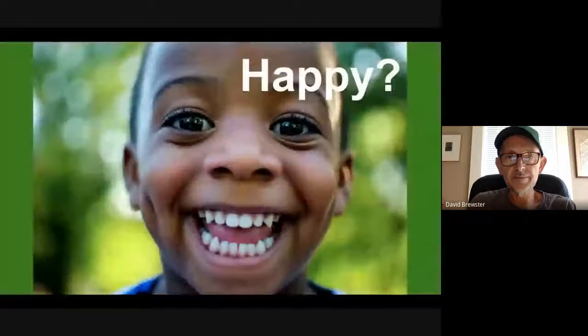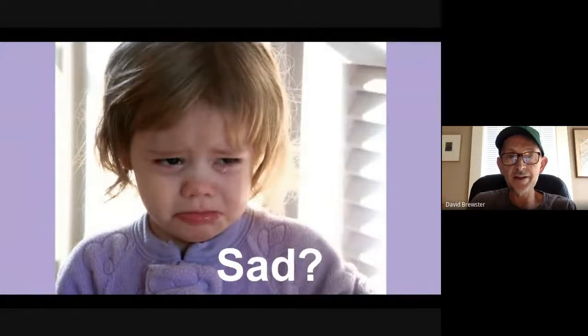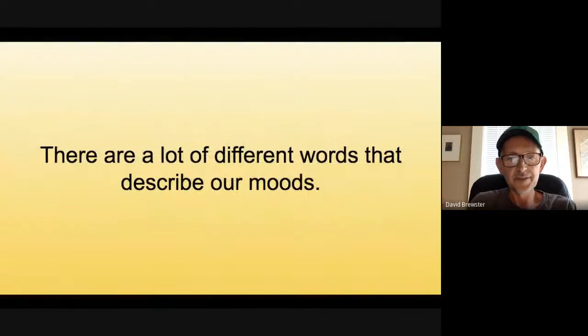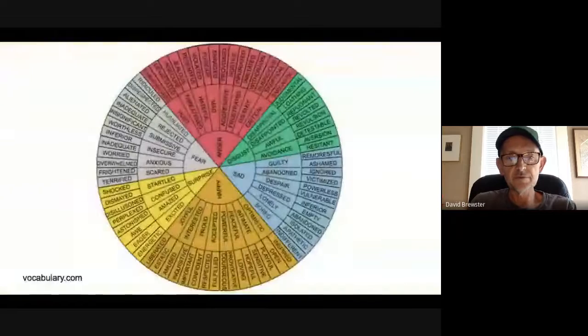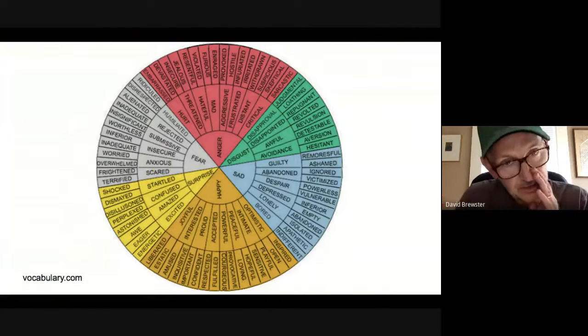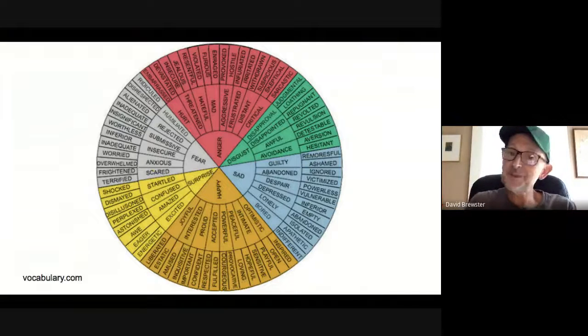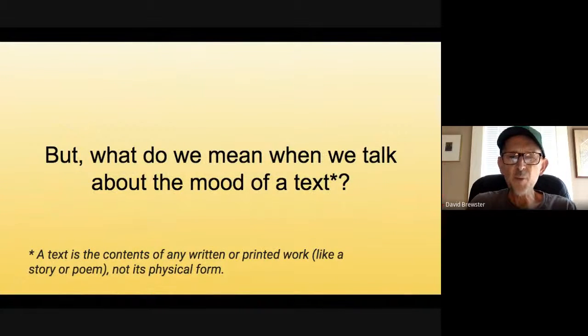What kind of mood are you in today? Are you happy? Are you sad? Are you grumpy? There are a lot of different words that describe our moods. You can see here in this graphic from vocabulary.com, there's dozens of words that describe our moods. Some of these words are spelled wrong in their graphic, but it's a really good graphic because it gives you some really good words that describe the kind of moods we can be in. We can be revolted, we can feel vulnerable, we can feel loving or perplexed or rejected or angry, all good words to describe mood. But what do we mean when we talk about the mood of a text?